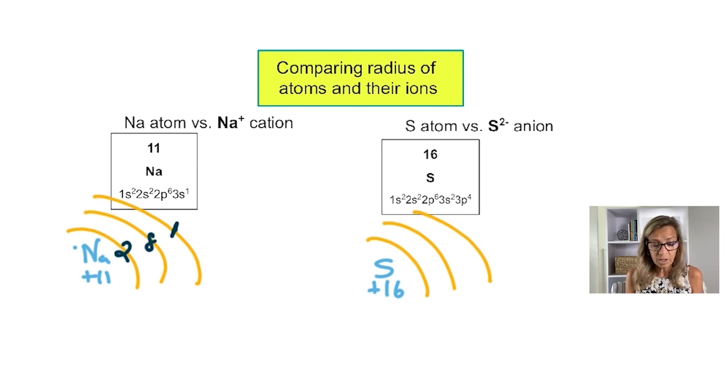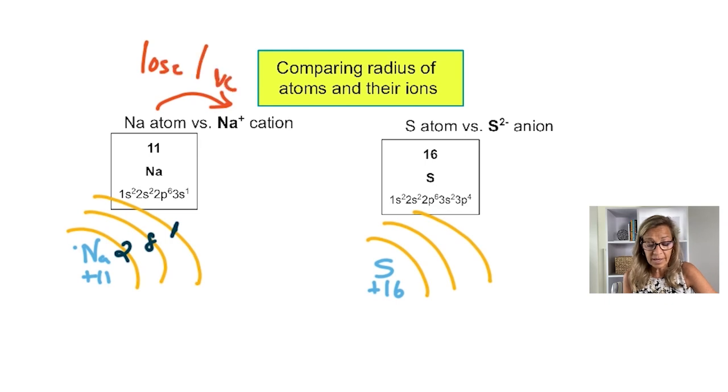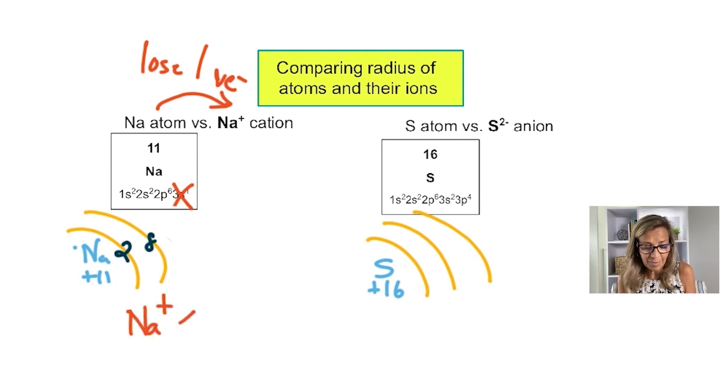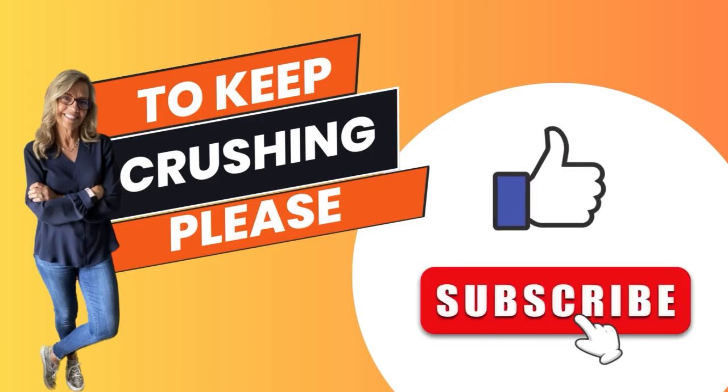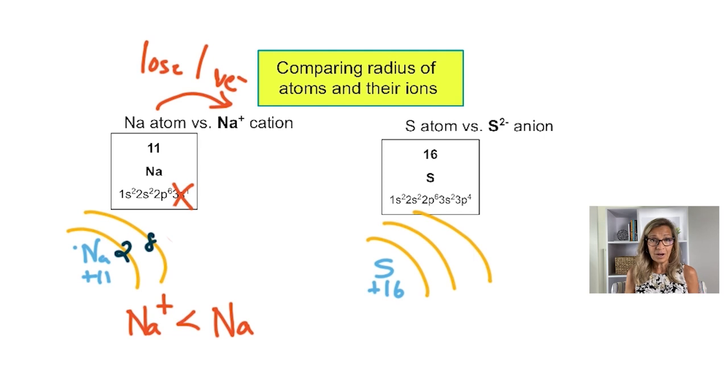And what happens with the sodium atom? What valence electron is removed? I'm going to lose 1 valence. I like to abbreviate VE for valence electron. Which one goes? This one goes. And what happens when you lose that electron? Now look what we have. Something much smaller. Now we have the sodium ion. And I know that the sodium ion is smaller than the sodium atom. Why? That valence electron that we lost was in a completely different energy level. So now it's physically smaller.